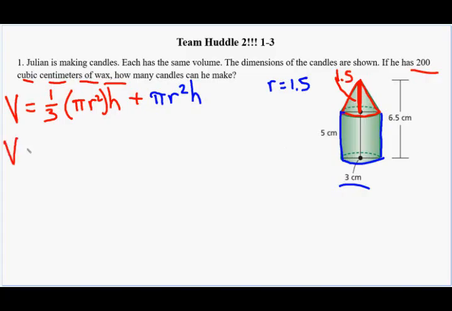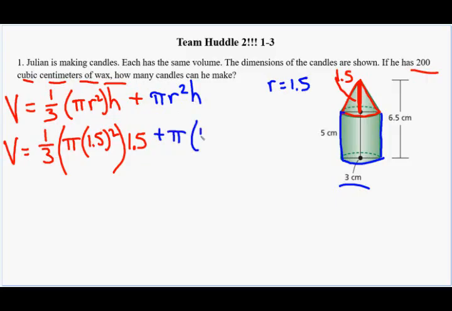So back over here, again, color-coded. We have our 1/3, so we're up on the cone. Pi is just pi. Our radius there is 1.5, and we're going to square that. And then we're going to multiply that by the height, which is also 1.5. And then we've got our blue cylinder. Again, there's pi. Radius, again, is still 1.5, and we're going to square it. And the height of the cylinder is 5.